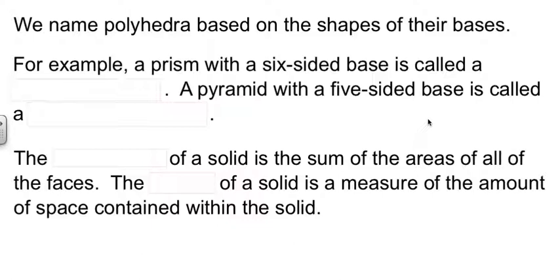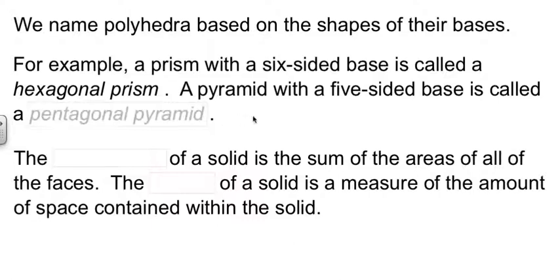The way we name a polyhedron, polyhedra is the plural of that, is based on the shape of the base. If a prism has a six-sided base, then it's called a hexagonal prism, six-sided hexagon. Making it an adjective puts the AL on it, so hexagonal prism. If we have a pyramid with a five-sided base, that would be called a pentagonal pyramid. Pentagon, five sides.